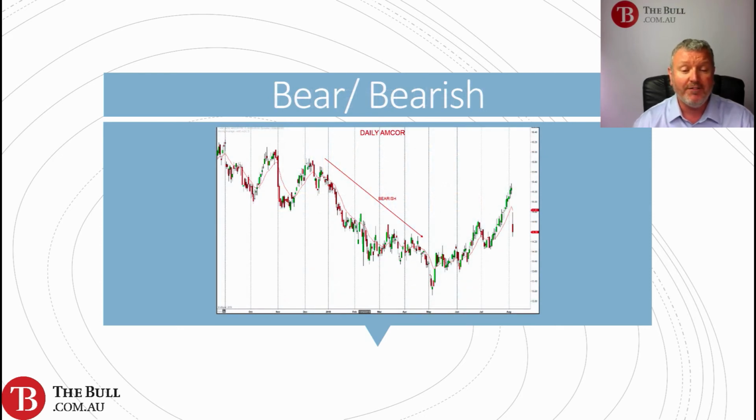If we take a look at bear and bearish, it's the opposite of this. From late December of 2017 through to April, May, we've seen Amcor go lower in price. Through that period, the market was bearish because it was going lower. And if we were bears, we would have sold, gone short the market. So we've sold the market, been short the market, looking to profit from the market going lower. So being bearish or a bear.